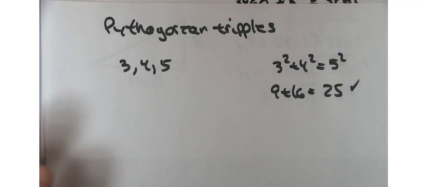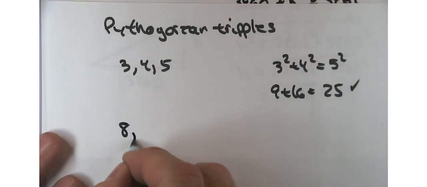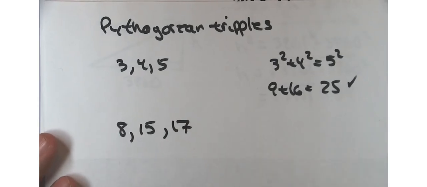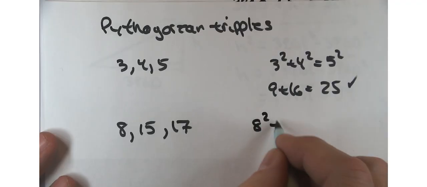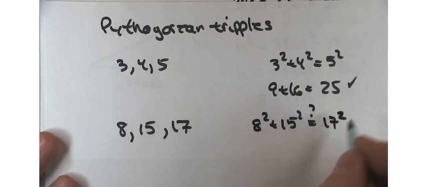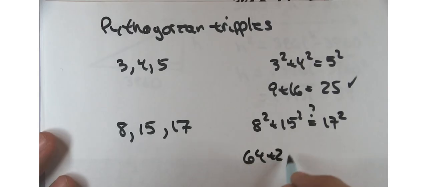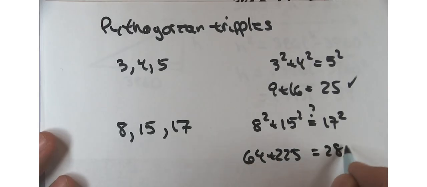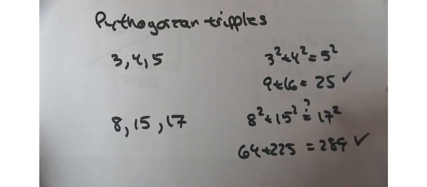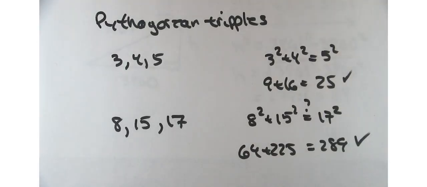I think 8, 15, and 17, I think that's one. Let's try it out. 8 squared plus 15 squared equals 17 squared. So it's going to be 64 plus 225 equals 289. Yeah, that checks. But the one I gave you is the highest one that I actually know off the top of my head. And it's because of that problem. Now, these Pythagorean triples are very, very useful.